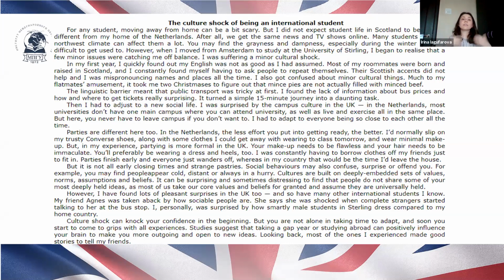And the first difference is in the attitude. In the Netherlands, it's something simple and casual, so you don't need to get ready. You wear your casual clothes, while in the UK, partying is more formal.